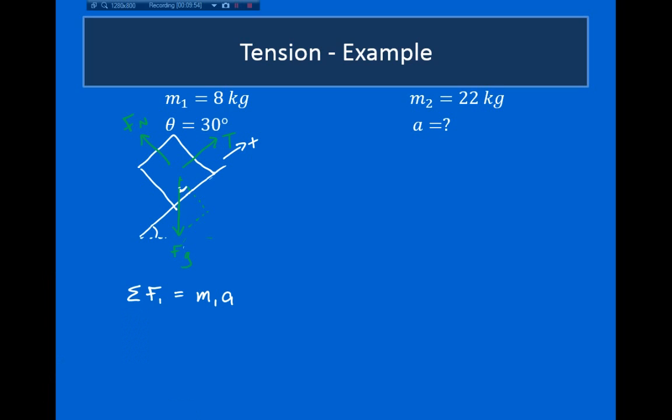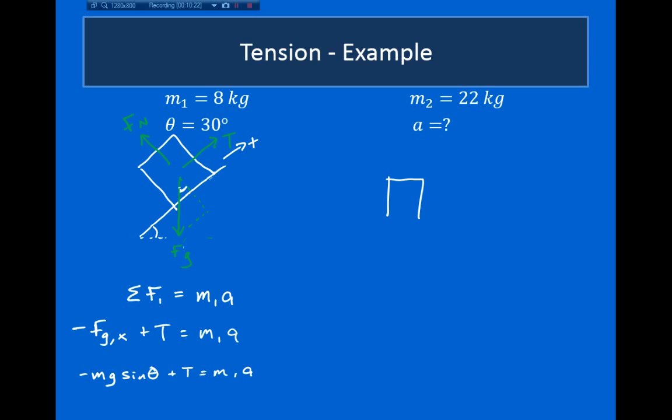So here we have the sum of my forces. This is the component of the force due to gravity that is pointing in, I guess we'll call this the x direction, minus that because it's in the negative direction, plus the tension is equal to m1 times a. And then finally we can say that this is minus m1g sine of theta plus tension is equal to m1 times a.